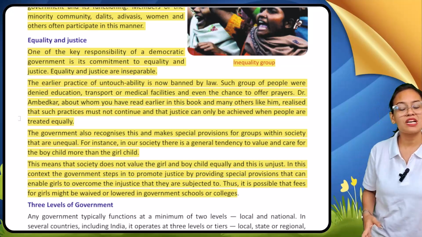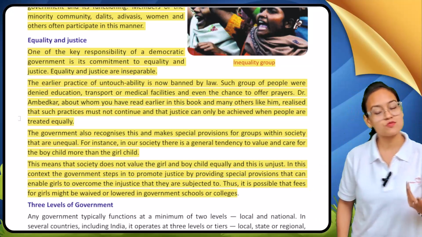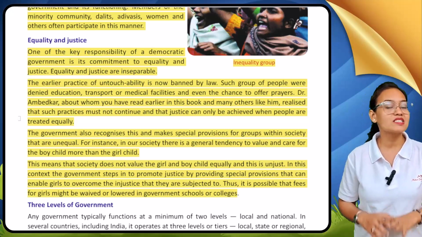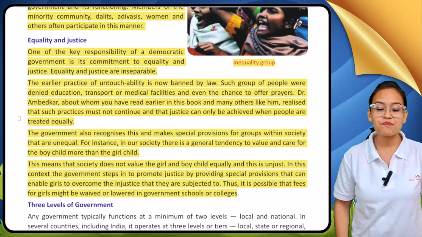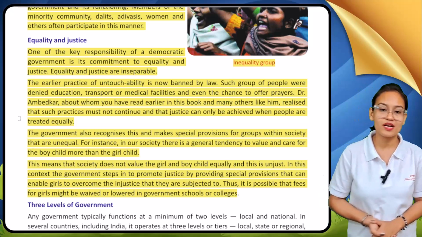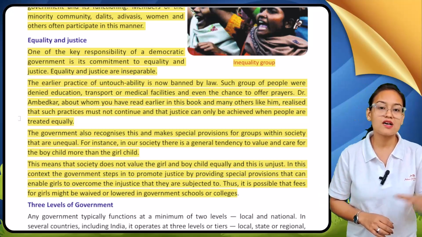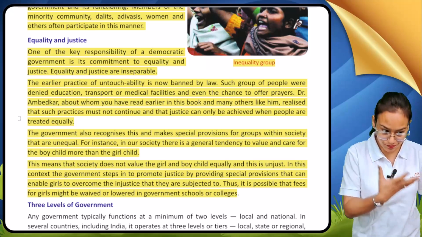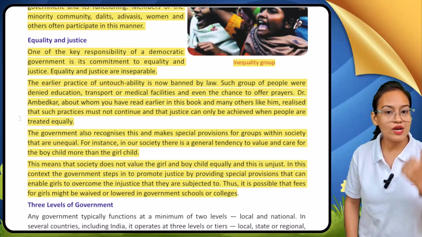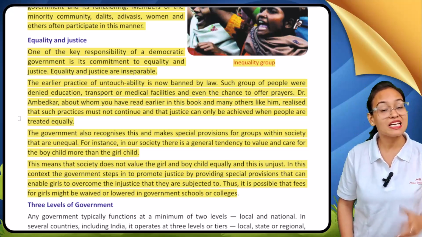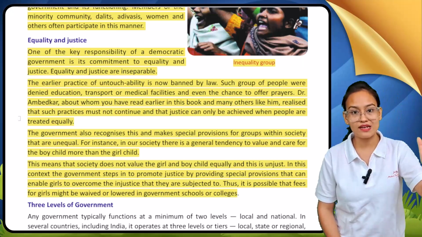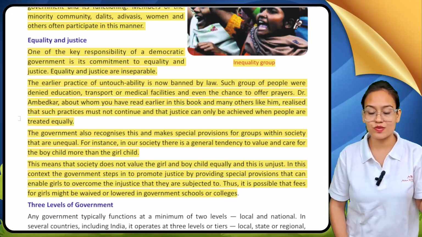You all know, my dear students, untouchability, such a cruel practice, prevailed in our ancient India. Now the practice of untouchability is completely abolished by law. Such groups of people were denied education, transport, or medical facilities, and even the chance to offer prayer. What is the meaning of untouchability? Earlier, people who belonged to the lower caste were not allowed to get education, not allowed to get medical treatment, and not even allowed to enter temples or mosques, any religious place. They were not allowed due to this untouchability.